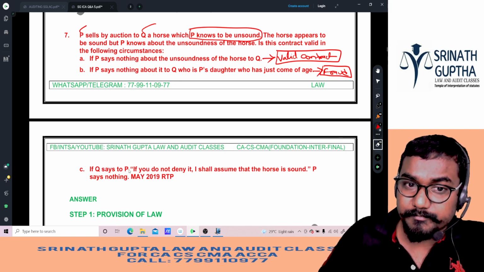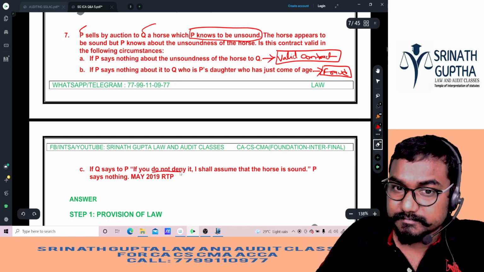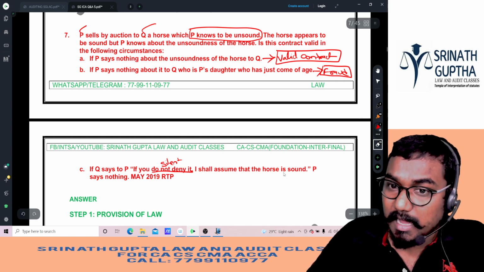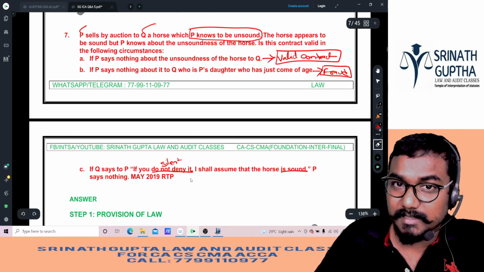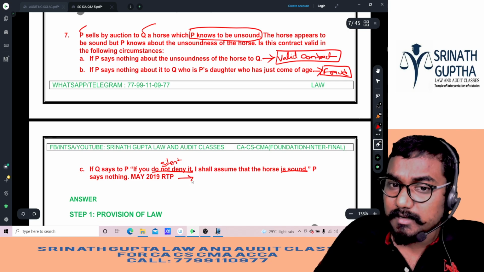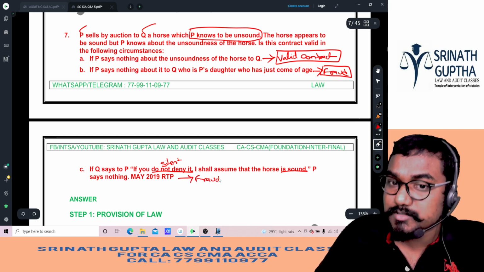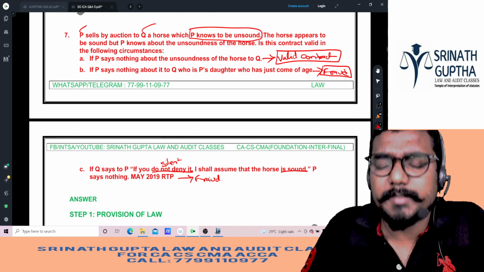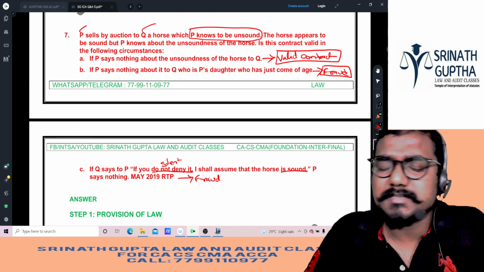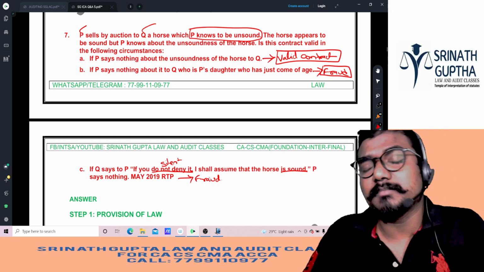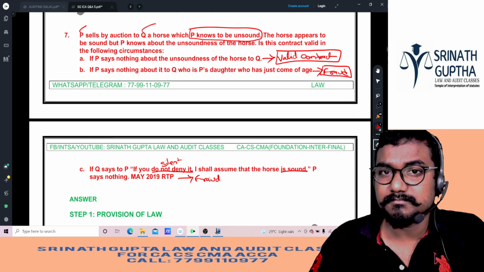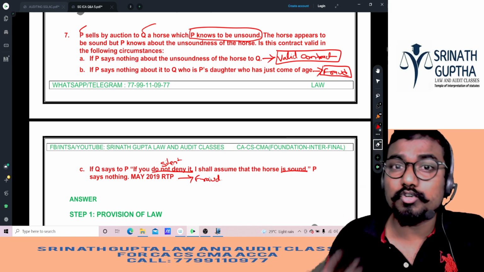If Q says to P, if you do not deny it, that means if you remain silent, I shall assume that the horse is sound, and P says nothing, whether it amounts to fraud, sir? Yes, it amounts to fraud. I already gave an example. Rohit said to me, Srinath sir, if you don't tell anything, if you remain silent, if you do not deny, I'll assume that it is a sound horse. Then I have to inform, hey Rohit, don't assume like that. Because if I remain silent, that will amount to fraud, beta.